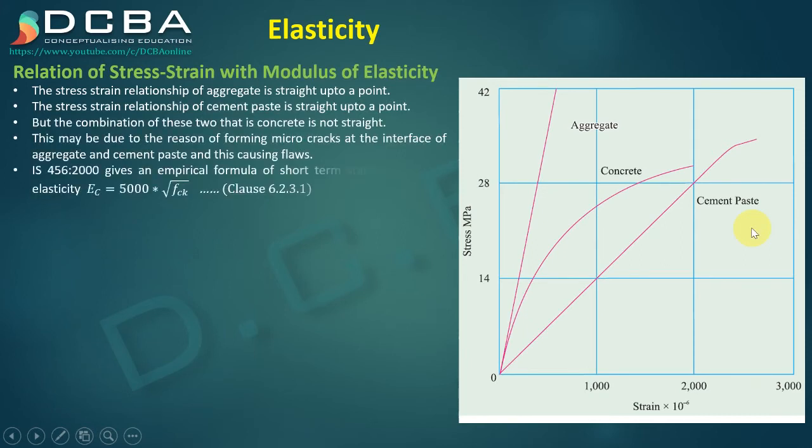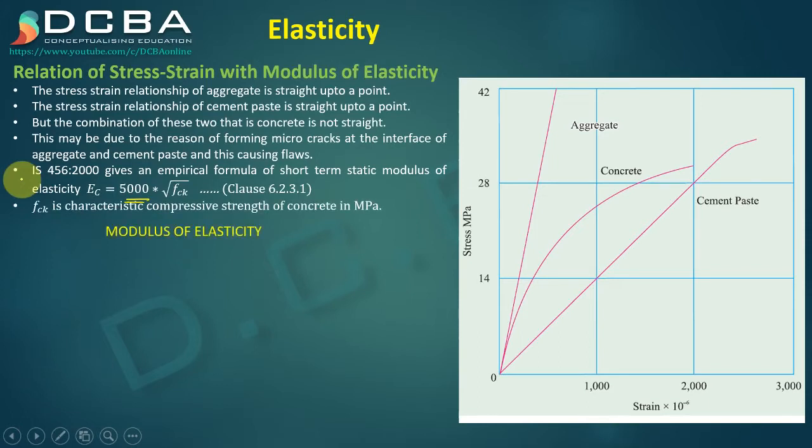So yeah, IS 456 has given an empirical formula for short-term static modulus of elasticity, and it is Ec equal to 5000 root fck. It is given in clause 6.2.3.1. So we are familiar with this equation, and even in previous lectures I had shown this. fck is the characteristic compressive strength of concrete in megapascal at 28 days.